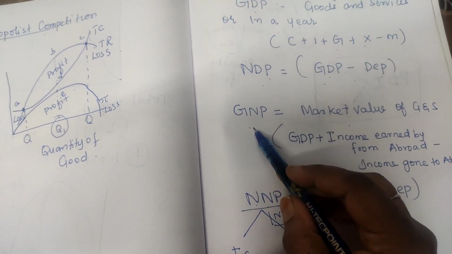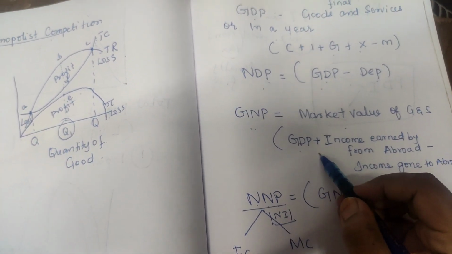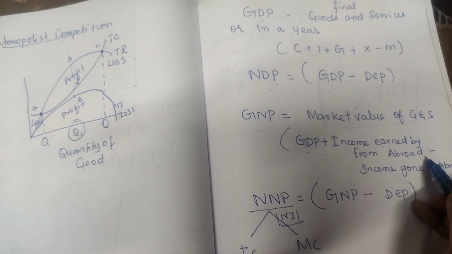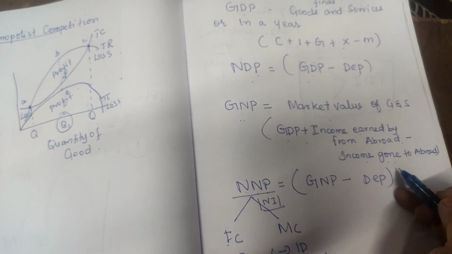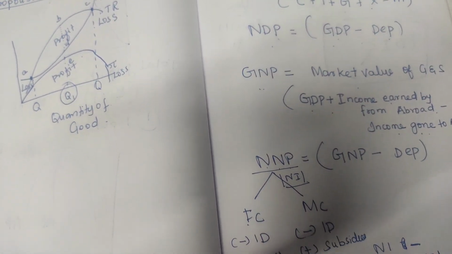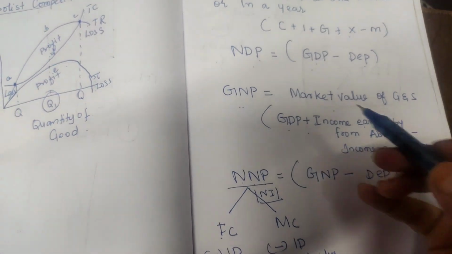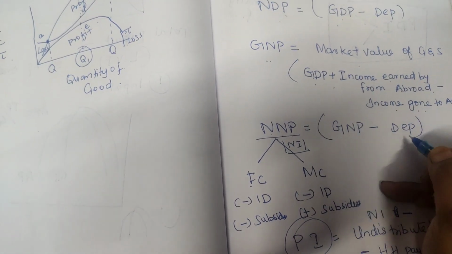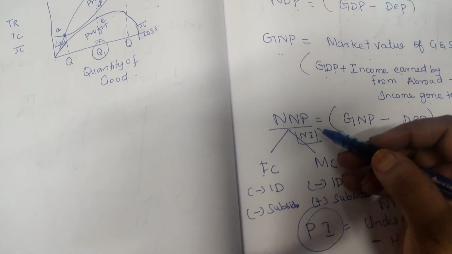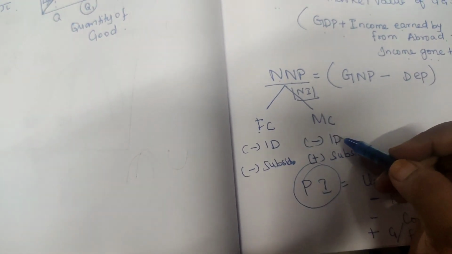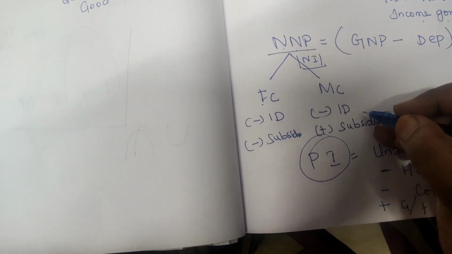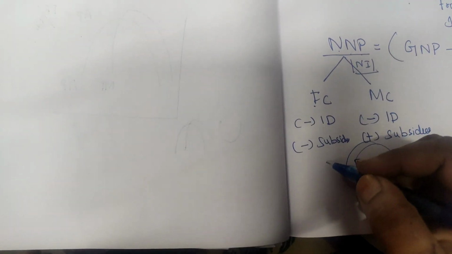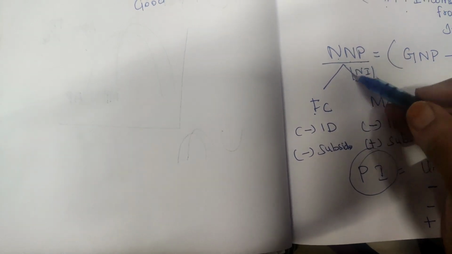So how will we calculate gross national product? GDP plus income earned by domestic people from abroad minus income gone abroad, and by that we get the GNP. And now we will calculate NNP by subtracting depreciation from GNP. Now NNP is in factor cost and market cost. In market cost we remove indirect tax but add subsidy, but in factor cost we remove indirect tax and also remove the subsidy. So NNP will be completely equal to national income.